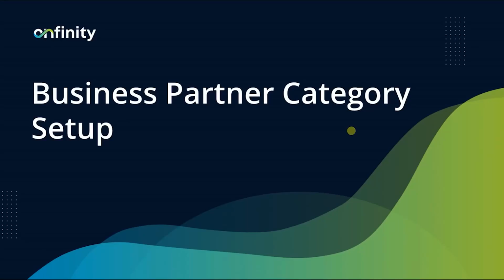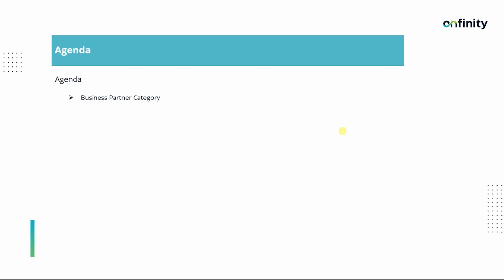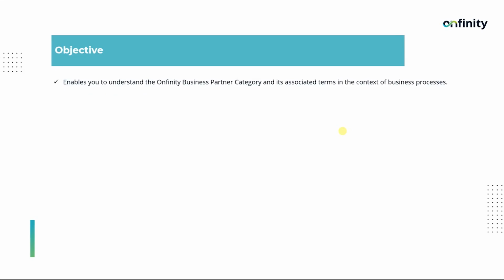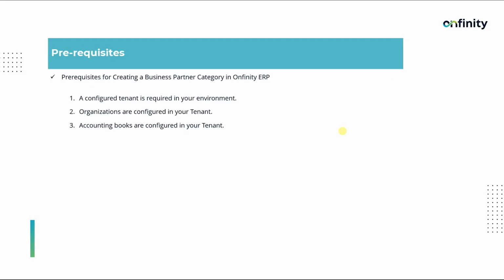Hello everyone. In this session, we'll focus on understanding the setup of the business partner category in the Onfinity ERP system. The objective is to gain clarity on how business partner categories function and how they relate to broader business processes. A configured tenant is a prerequisite in the environment. Organizations and accounting books must already be set up within the tenant.